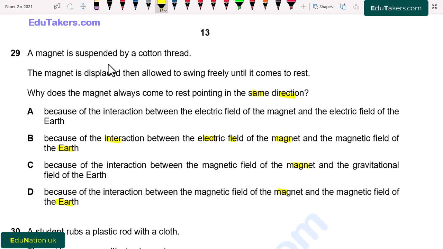So here first of all we have a magnet. So there will be the magnetic field of the magnet, not the electric field or gravitational field. And when the magnet is displaced, then it swings freely until it comes to rest. So it is basically when there is the interaction between the magnetic field of the bar magnet and the magnetic field of the earth. So here option D is correct.